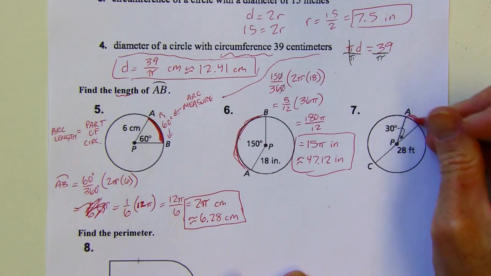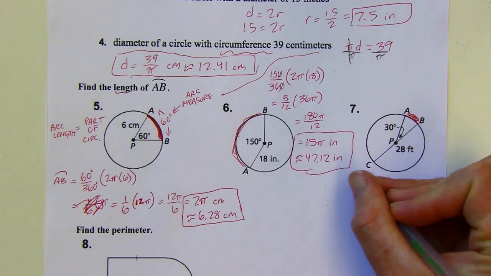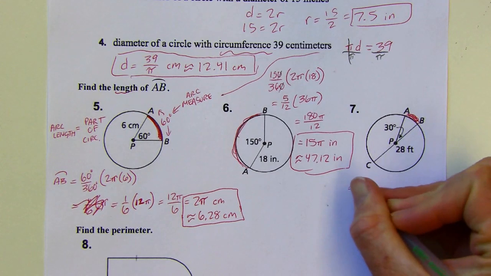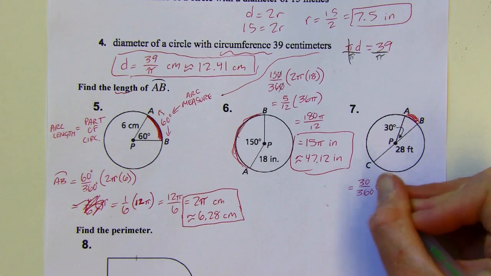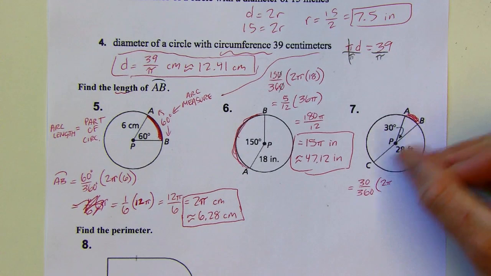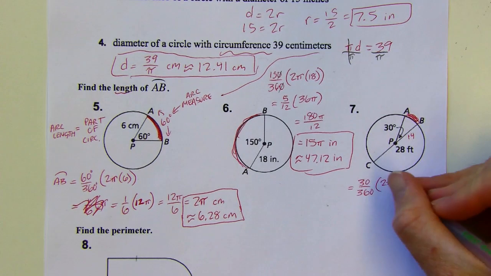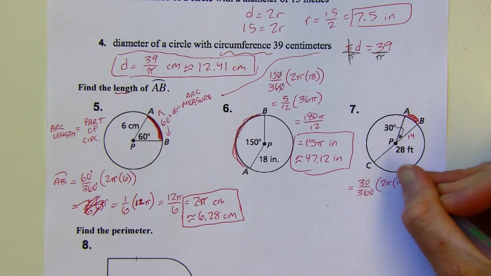Well, I've got 30 degrees out of the total 360. So 30 out of 360. And then 2 pi r. Okay, this time the 28 is the diameter. So that means the radius would be 14, not 28. So just be careful there.